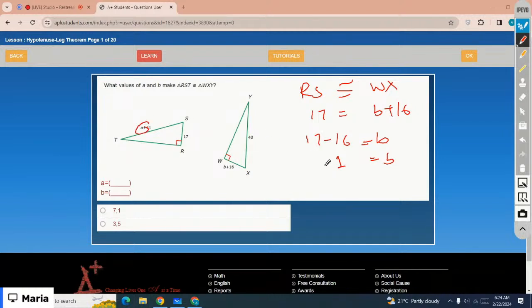Now just look at their hypotenuse, right? So their hypotenuse are also equal according to the leg hypotenuse theorem. So A plus 41 equals 48. Evaluate it for A, that is 48 minus 41 equals 7. So A equals 7. Got it? So the correct option is 7 and 1. A is 7 and B equals 1. The correct option is option number 1, that is 7 and 1.